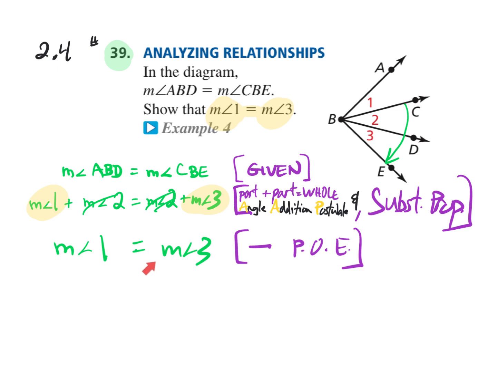And that's it for this problem. It was a 3-stepper. For each statement, we gave a reason. This was given. Part plus part equals whole. We substituted that in for the whole. And for this angle CBE, part plus part is equal to that whole. So we did the part plus part equals whole idea, and we did the substitution property. And then we just subtracted 2 from both sides because that got us to exactly what our destination was.